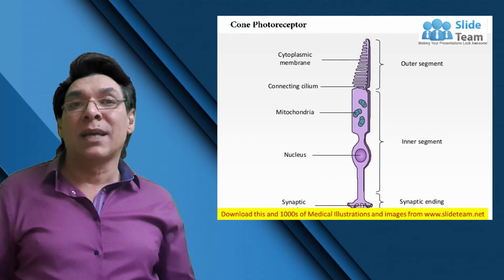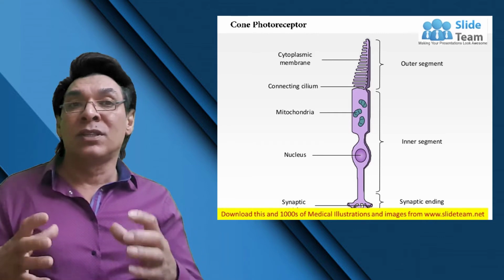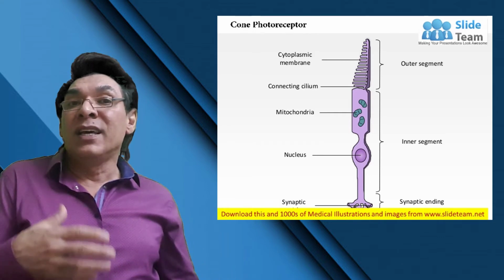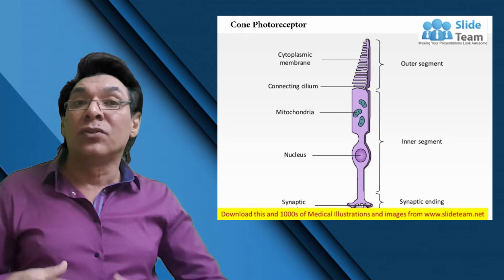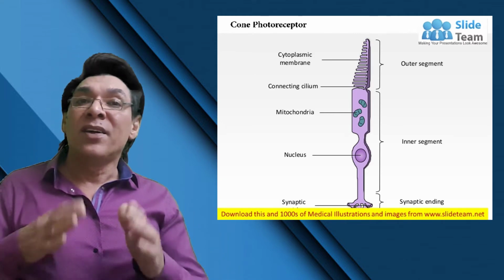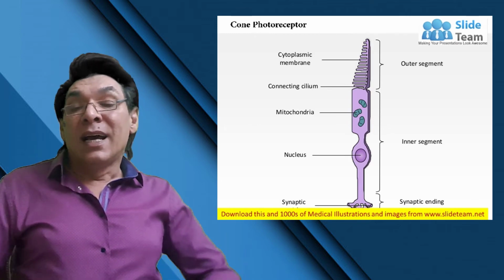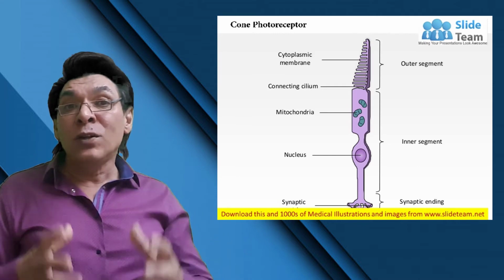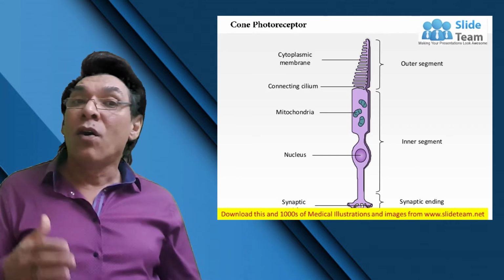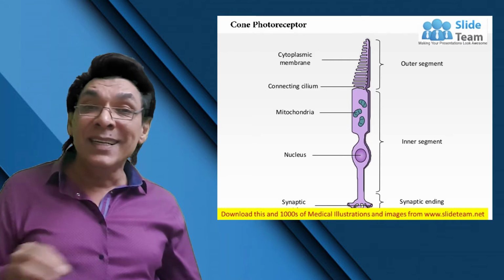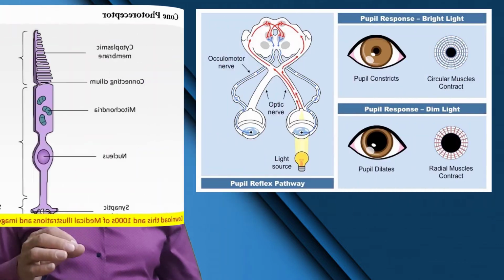Cone-shaped photoreceptors function in bright light to produce high-resolution color images. They exist in three varieties corresponding to the type of pigment they contain: red, green, or blue. The photopigments are concentrated in the outer segment of the receptor, while the inner segment contains the nucleus and organelles.